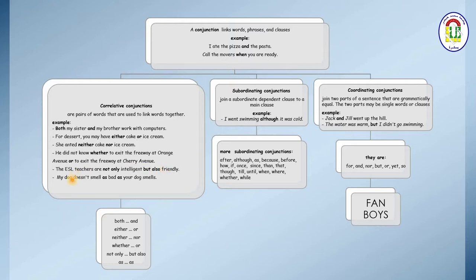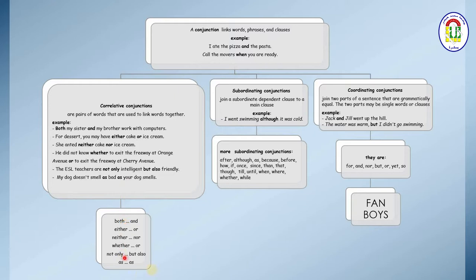My dog doesn't smell as bad as your dog smells. Okay? So as and as is a kind of comparison between two things. Not only intelligent, but also friendly. Here we have a kind of addition, and here a kind of comparison between two things. Okay.